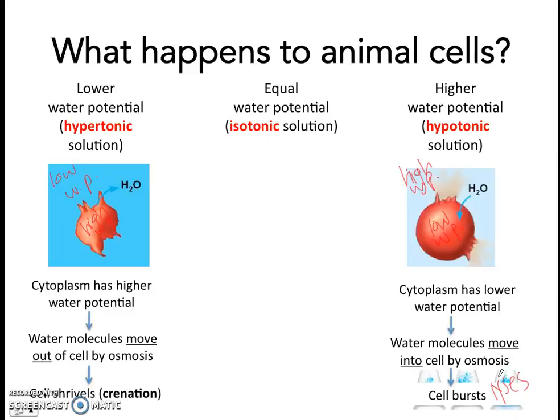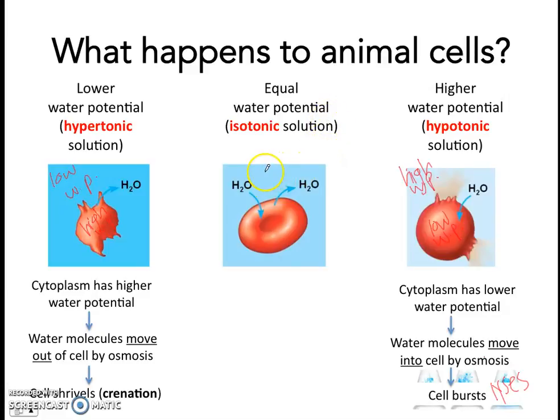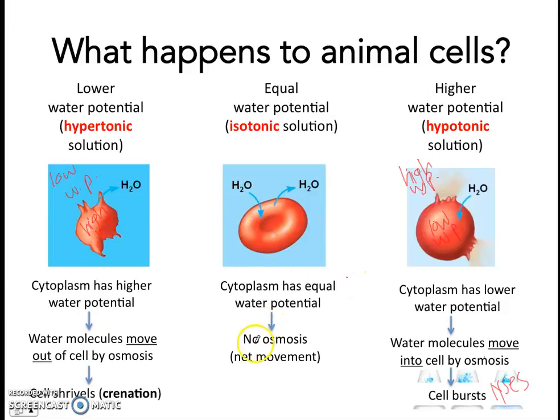Okay, it lyses. Now finally, what happens when you place an animal cell or red blood cell into an isotonic solution? That means that the water potential of the solution is the same, right? It's the same outside as it is in the cytoplasm. Equal. Well, in this case, there is no osmosis. Okay, there is no net movement of water. Now what you notice is that the water does move into the cell, but it also moves out of the cell. So at the end of the day, there is no net movement. Okay, that cell does not gain or lose water, and so it remains the same. So the red blood cell here is very happy.